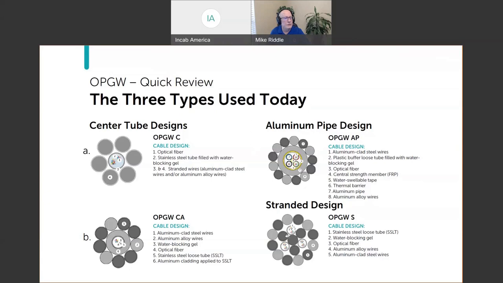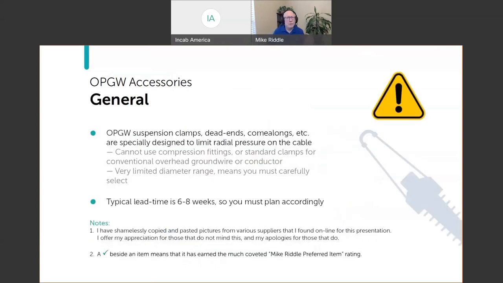The aluminum could be clad onto the stainless steel tube, or the stainless steel tube could just be inserted into an aluminum pipe. So there are two variants of this design concept, but the concept is still the same, a center stainless steel tube with aluminum around it. You have the aluminum pipe type design. This is where you have a larger aluminum pipe or tube with plastic buffer tubes in the center that house the fibers. And then you have a stranded design.